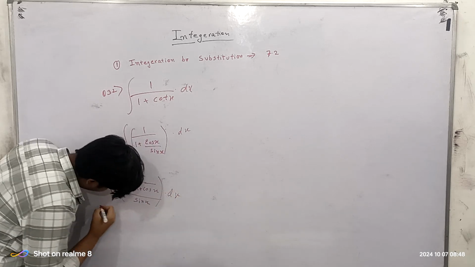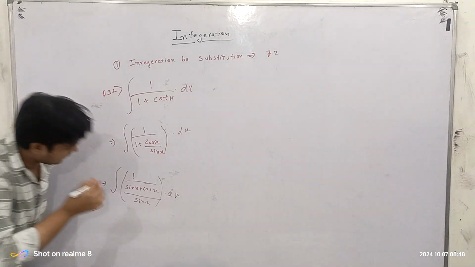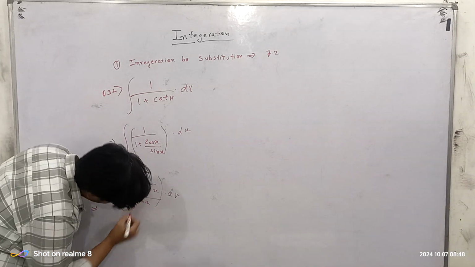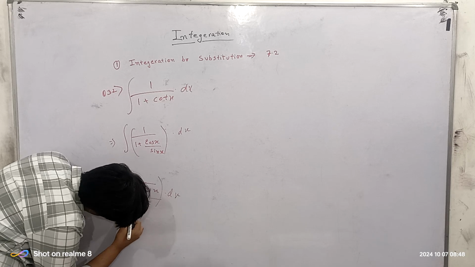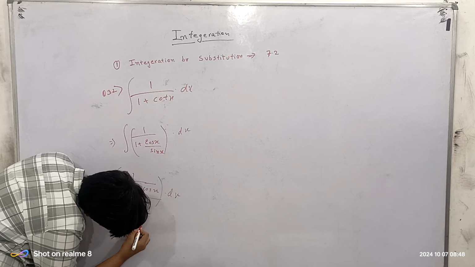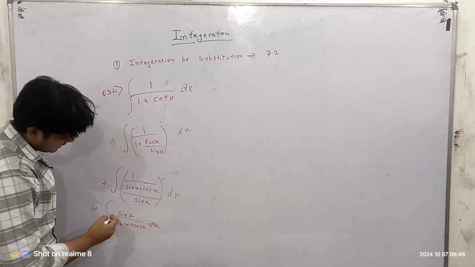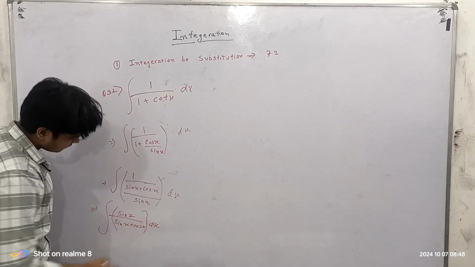We are simplifying it first to make it in a form so that we can substitute. Sine will go upwards. Sine x by sine x plus cos x into dx. Integration of this; this question has come.